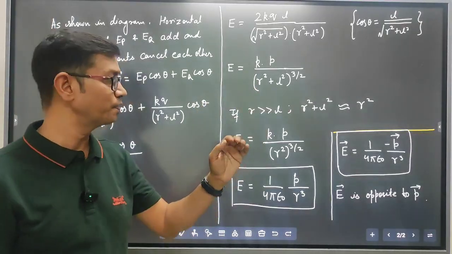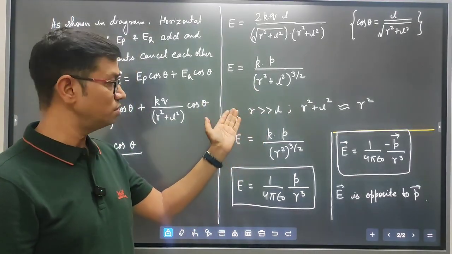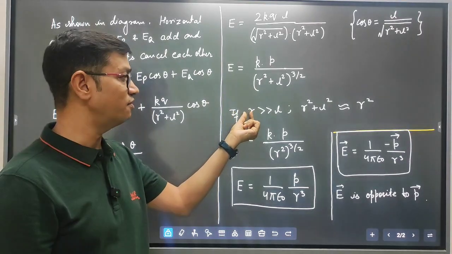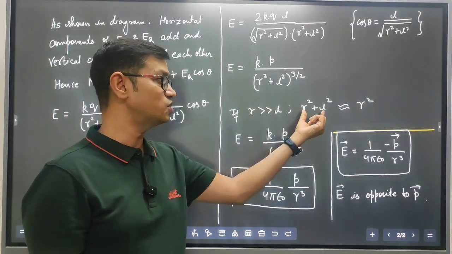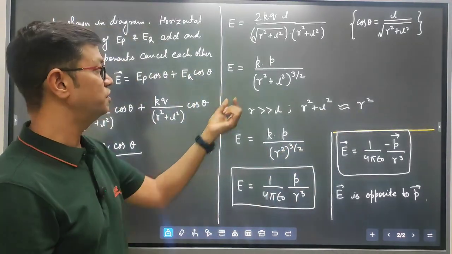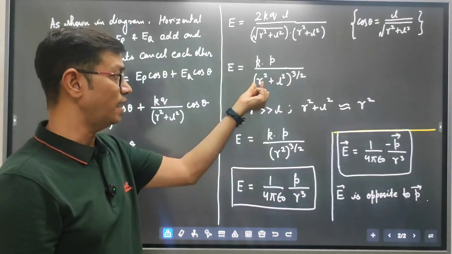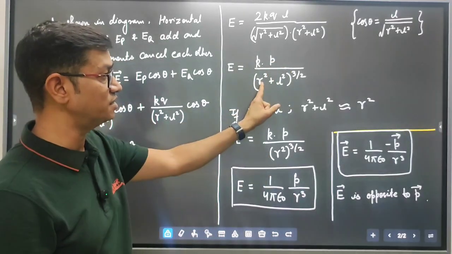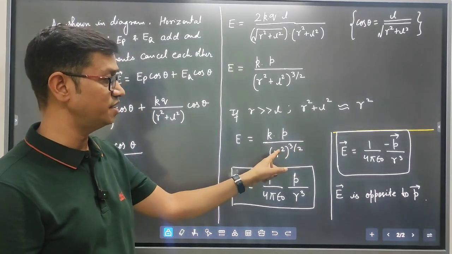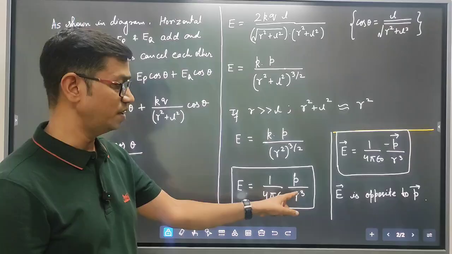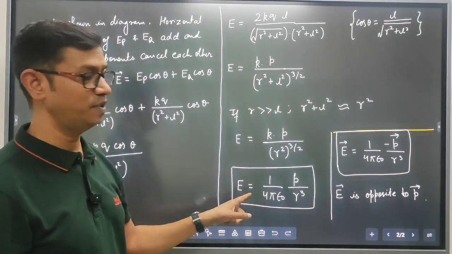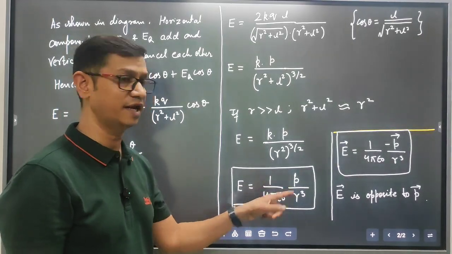This is simple maths. Now again same assumption. The point is very far, right, from the dipole. So R will be very much greater than L. So this R square plus L square will be approximated to just R square. So this will be KP upon R square, now L square is ignored. It's just R square to the power 3 by 2. Now square and by 2 will cancel out each other. So we'll just have P upon R cube. 1 upon 4 pi epsilon naught is the value of K. So electric field would be E is equal to 1 upon 4 pi epsilon naught P by R cube.